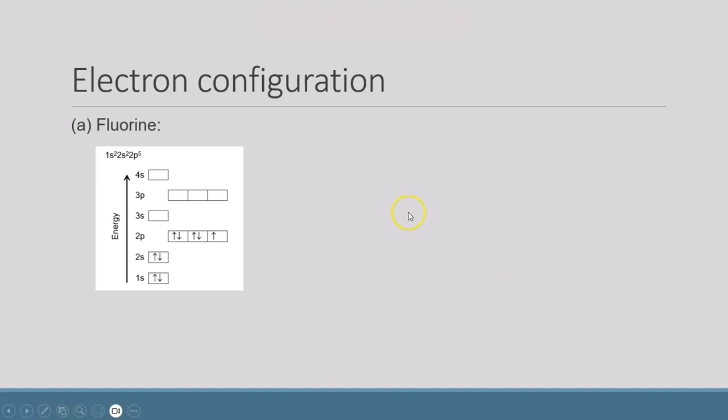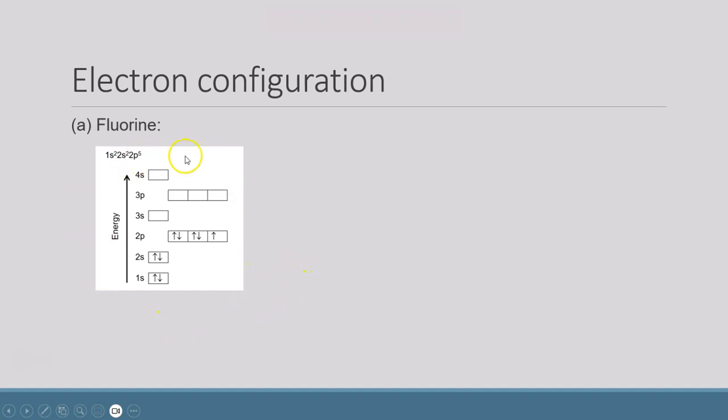Fluorine has a total of 9 electrons when it is neutral. So the electron configuration in terms of the sp notation is 1s2, 2s2, 2p5. 5 plus 2 plus 2 adds up to 9.